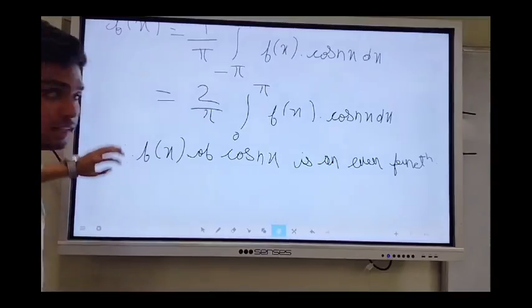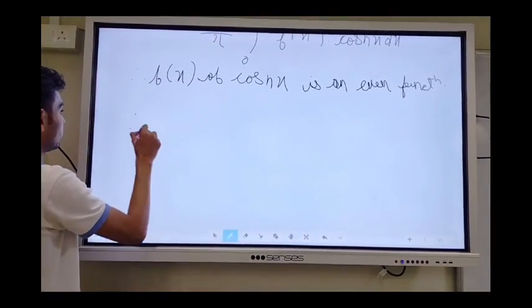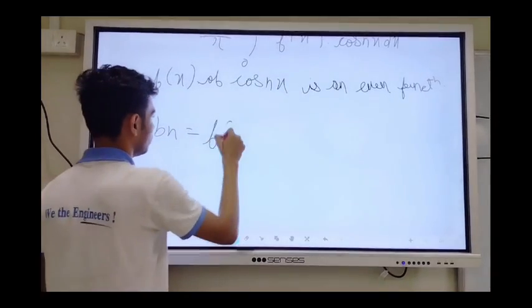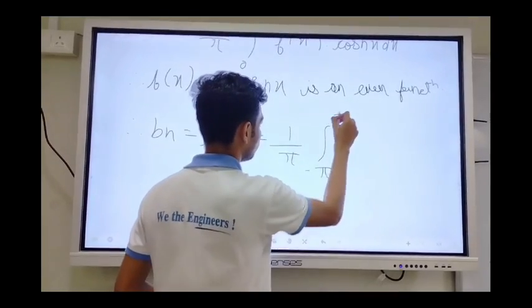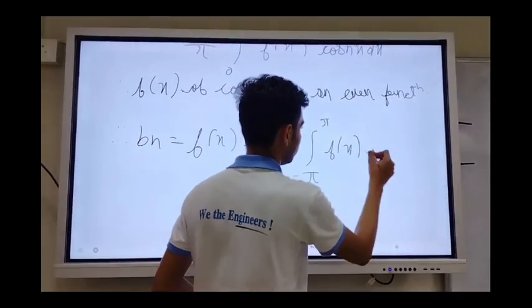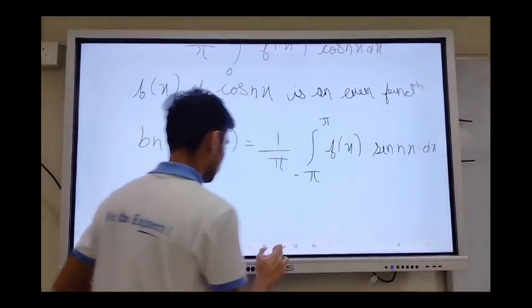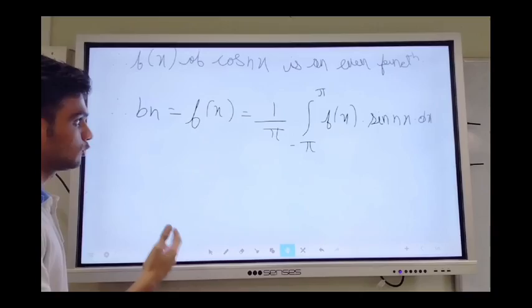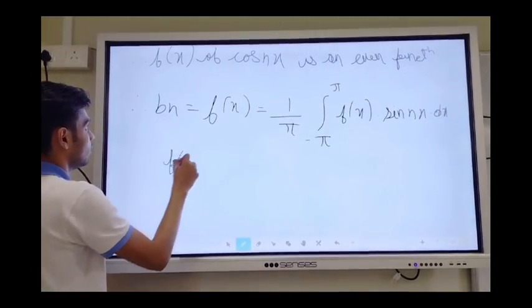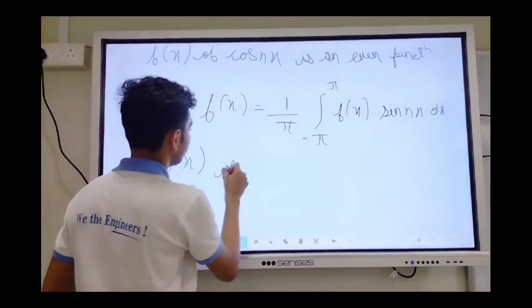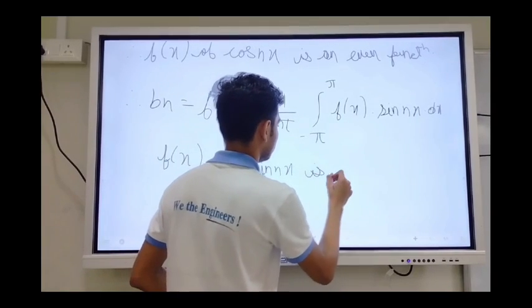After finding a naught, let's go for bn. bn is equal to 1 upon pi into integration minus pi to pi f of x into sin nx dx. It can be directly seen that this function is already an odd function, so f of x sin nx is an odd function.